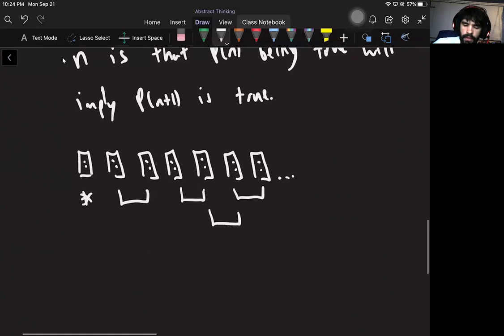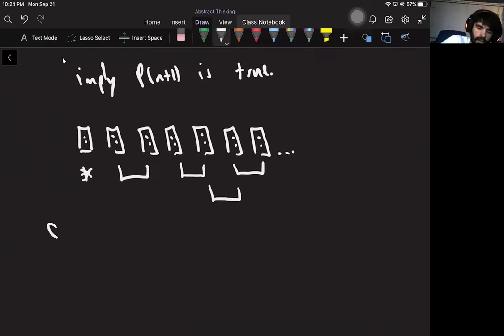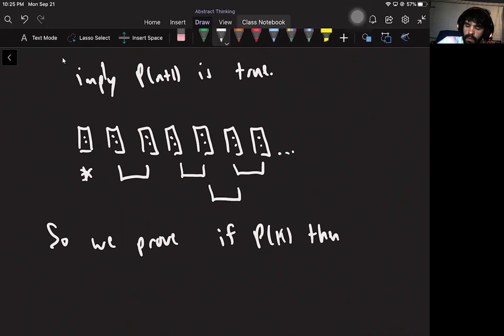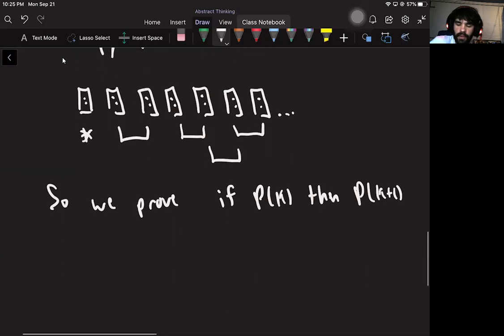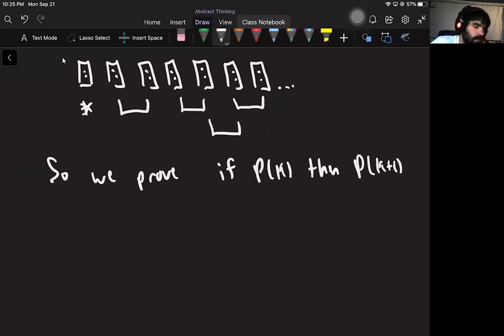So what we do in general, just to simplify it, is prove the following conditional: if P of k, then P of k plus 1. The reason we switch the letter to k is because you're saying k is some fixed number, and I don't want to reuse n because I'm using n in a statement. It's not a big deal. We'll see how it works with examples.